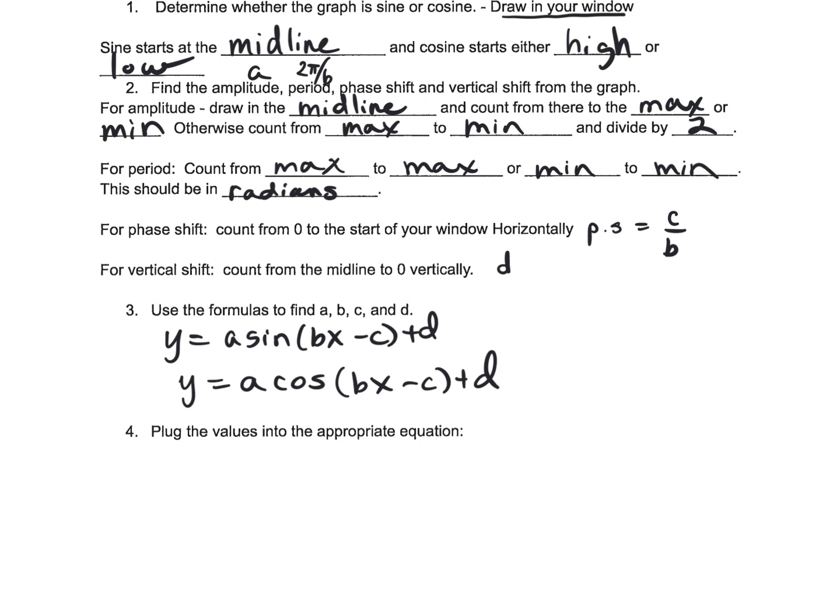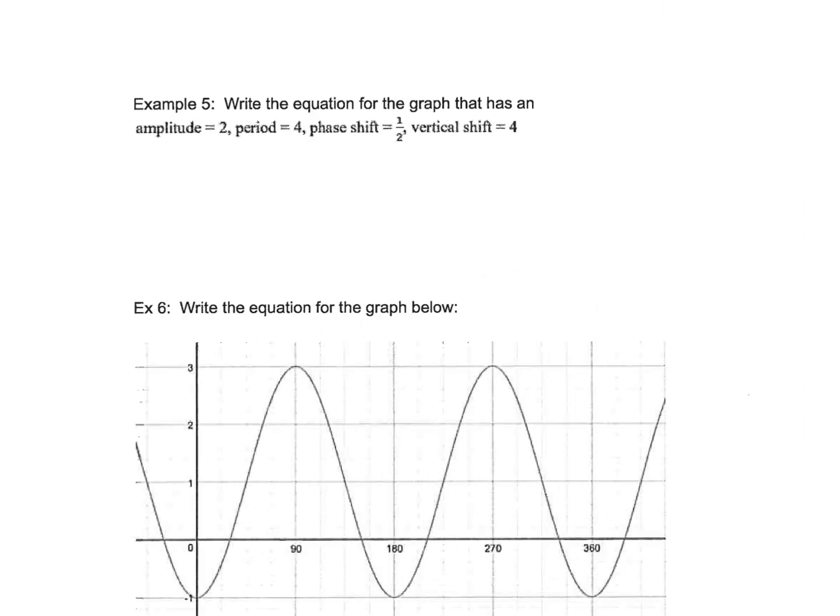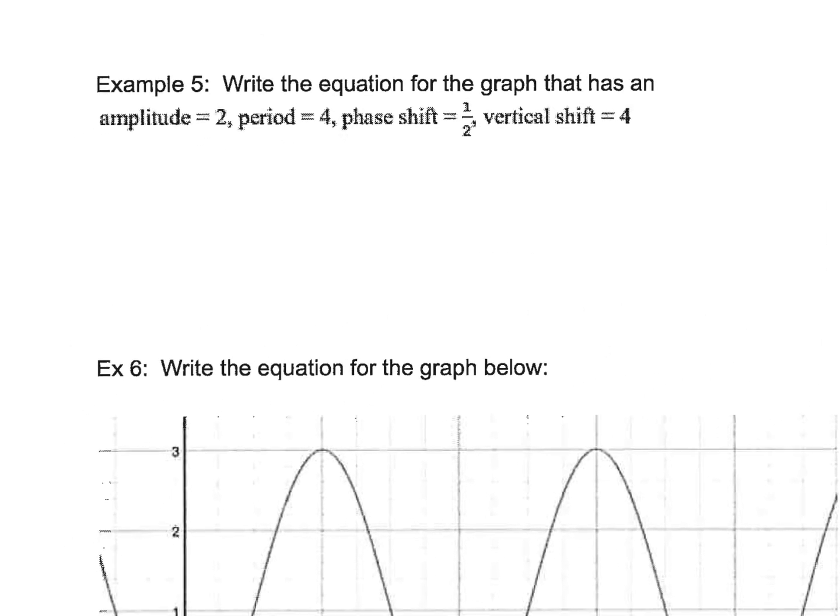So let's try one. This is really not that hard. If you're given the graph, you just really have to find the window. Figure out where the window is. Here we go. Now, what if they give me all of this information? I don't even have to have a window. They gave me amplitude, period, phase shift, and vertical shift. Guess what they've given me? A, right? They've given me D. And B and C are in the period and phase shift, aren't they?